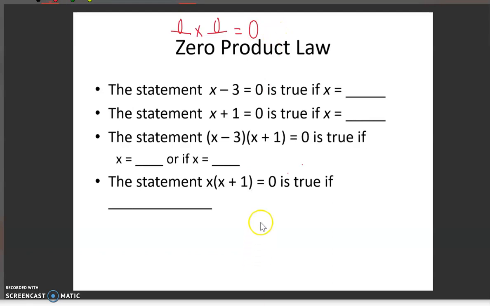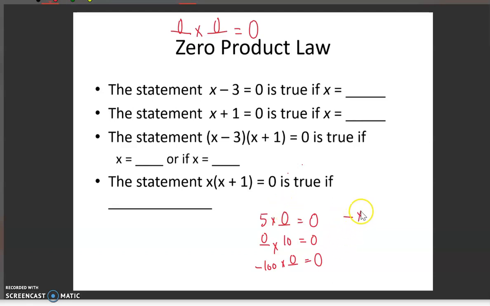Think about that. If I give you a bunch of examples, 5 times something equals 0, well, it has to be a 0. Something multiplied by 10 equals 0, this has to be a 0. Negative 100 times something is equal to 0, this has to be a 0. So one of those factors has to be a 0.